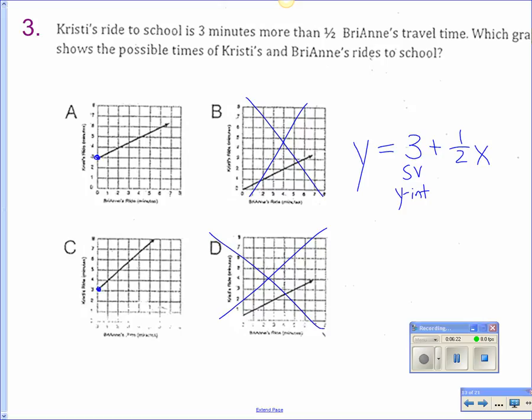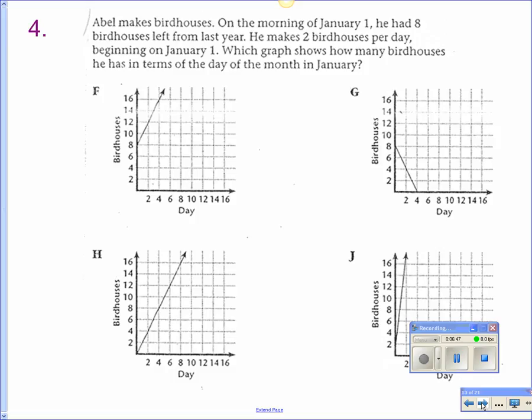Okay? Ethan G, now what do I have to test? The slope. So if I start here, Gracie, how would I need to go? How would you do 1/2? You would go 1 and over 2. So that one is A. Okay. All right, number 4, Abel makes birdhouses. On the morning of January 1st, he had 8 birdhouses left from last year. He makes 2 birdhouses per day beginning on January 1st.